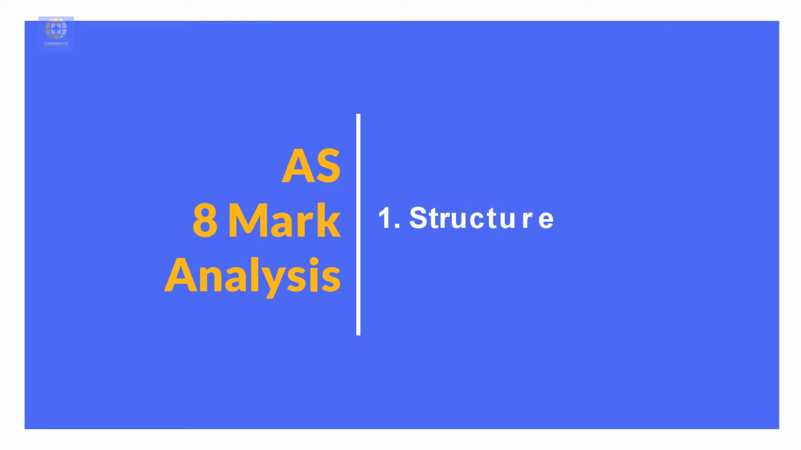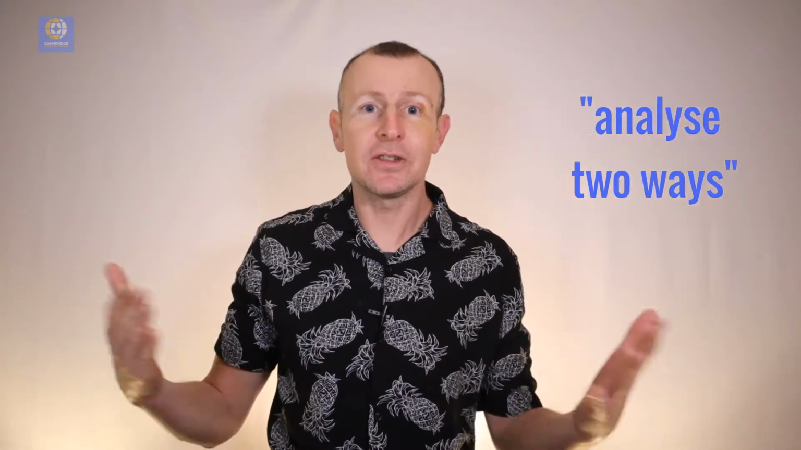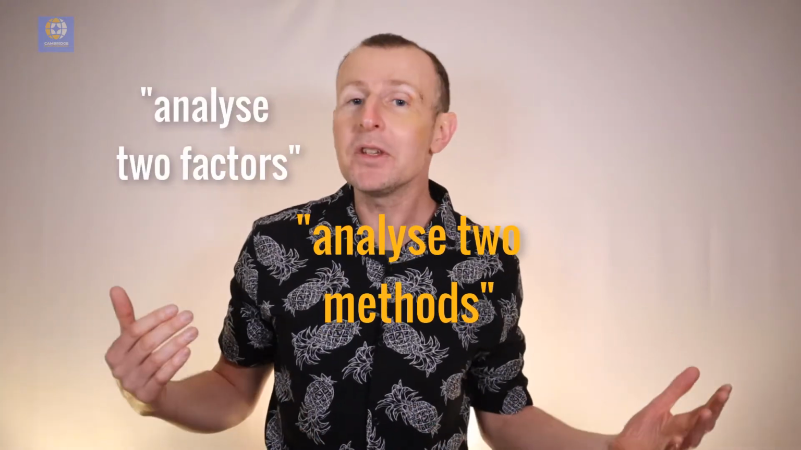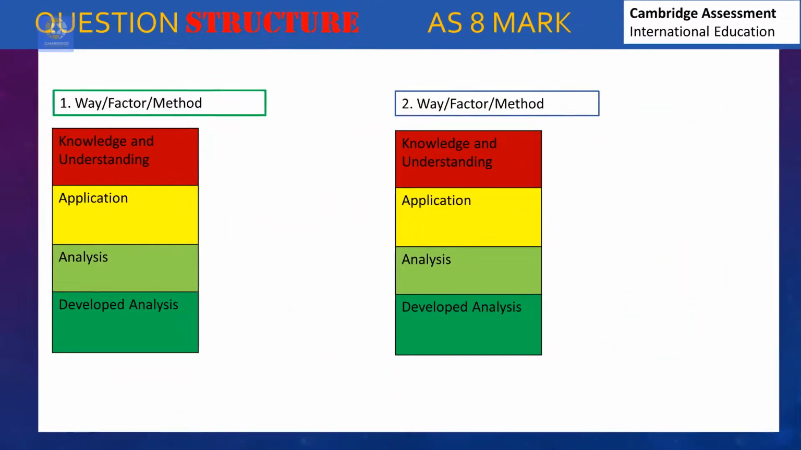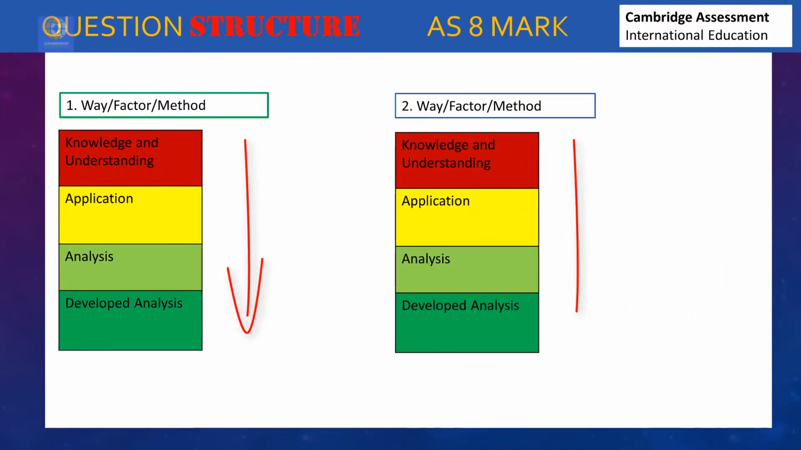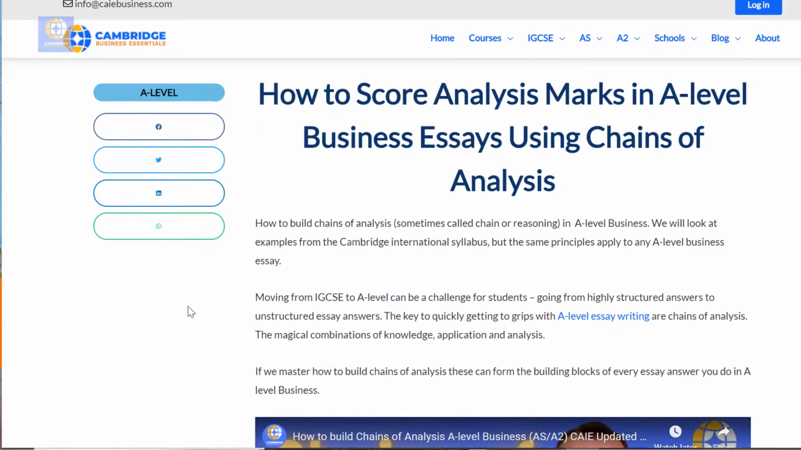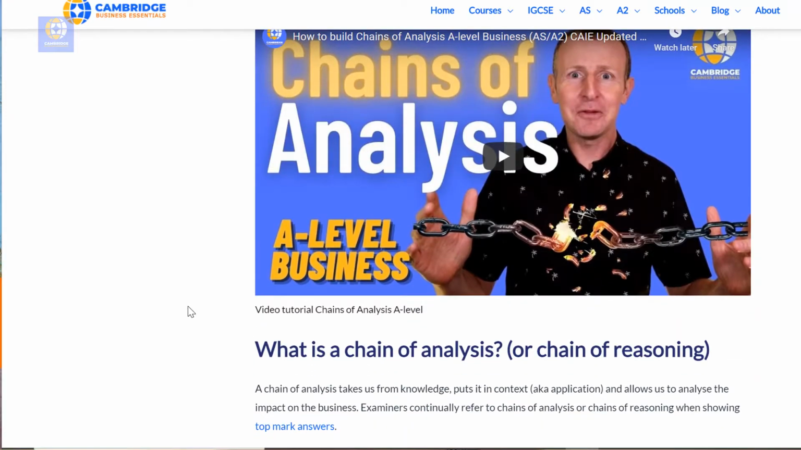Structure in any 8-marker is the same. You'll be asked to analyse 2 ways or factors or methods. So you must build 2 chains of analysis with a knowledge point applied to the business in the case study, then followed by analysis and developed analysis. Check out the Chain of Analysis Essential Guide to find further detail. There's no need for evaluation, an introduction or a conclusion. 2 chains of analysis, that's it.